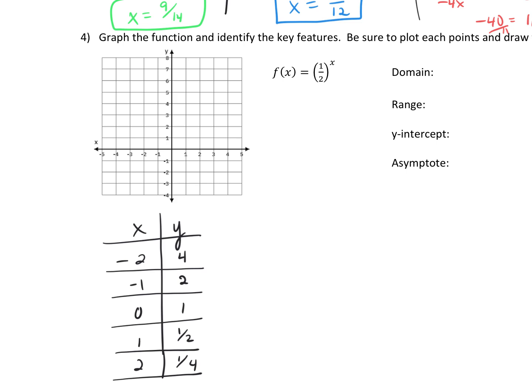All right, so our first ordered pair is negative 2, 4. Then we have negative 1, 2, 0, 1, 1, 1/2, and then 2, 1/4. All right, so this is a decay function coming down like this. If we do not have any vertical shifting, it's going to come down and look like it's leveling out, almost like it's going right on top of the x-axis, but it's actually getting closer and closer and closer to a horizontal asymptote.